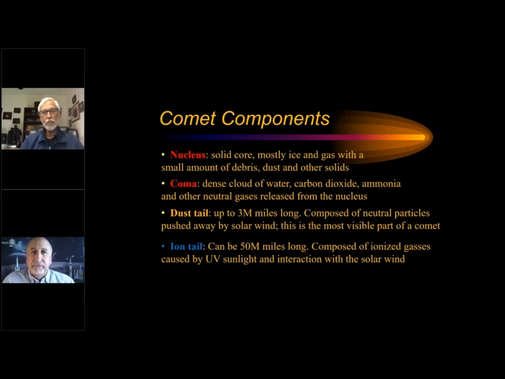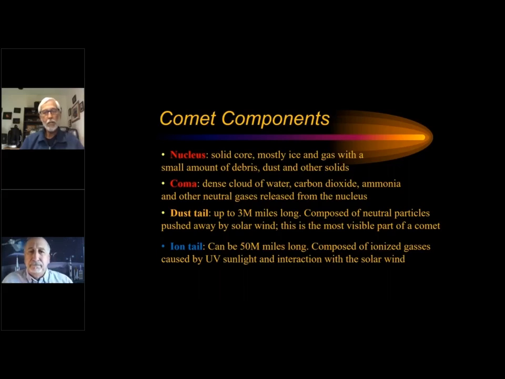The dust tail is composed of particles that are pushed away from the coma by solar winds. And like I say, these are the tails that we usually associate with comets. Most comets have more than one tail. There's another tail that's much harder to see that's called the ion tail. It can be 10 to 15 times longer than the dust tail.